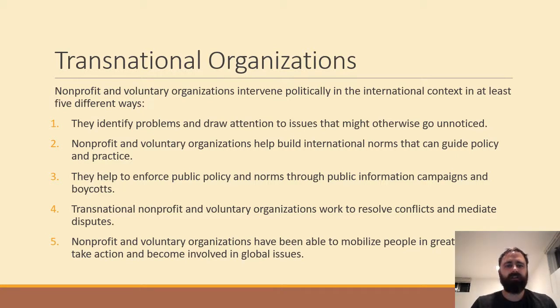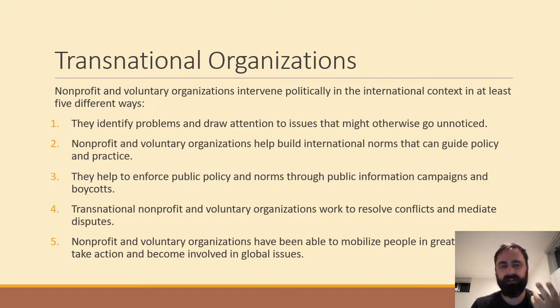And then finally, transnational organizations. Nonprofit and voluntary organizations intervene politically in the international context in at least 5 different ways. This is in addition to the work that they do for their mission. Some of their missions might be to do some of these things, but in this sense, I'm talking just generally, what do international nonprofits do politically in the international context?